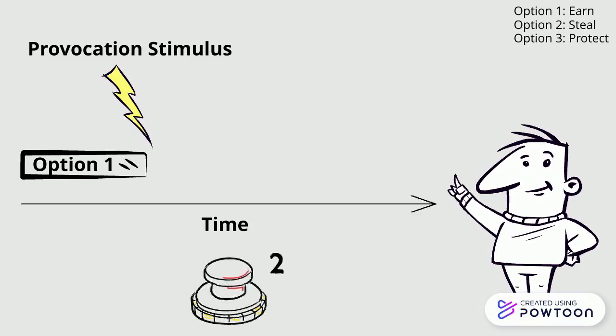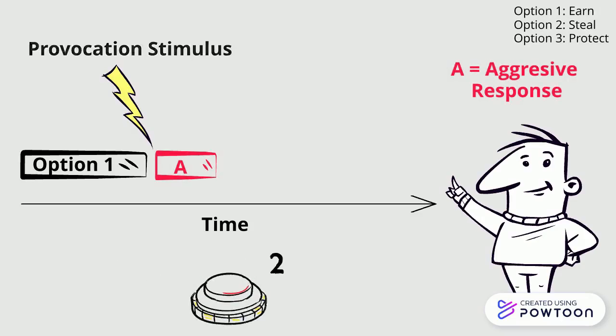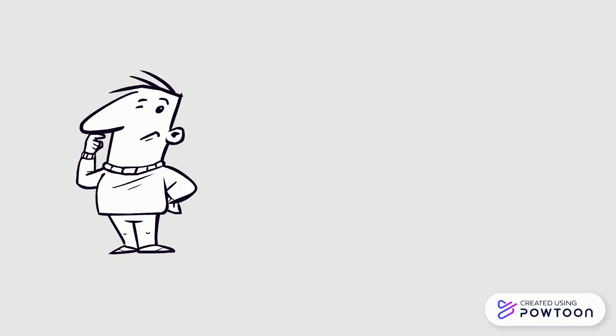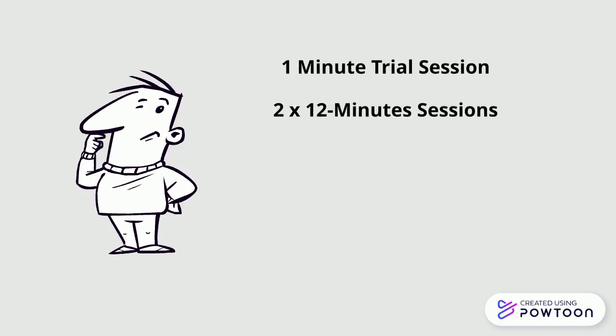If participants responded to a provocation by pressing option 2 to steal a point from an opponent, it will be considered an aggressive response. After the participant's response, a provocation-free interval of 60 seconds will be introduced. Participants completed a 1-minute trial session in the scanner before playing 2 12-minute sessions of the PSAP. Participants also completed a questionnaire immediately after the scan session outside the scanner to determine their impression of the opponent. Participants who doubted that they were playing against a real opponent were excluded from the study.